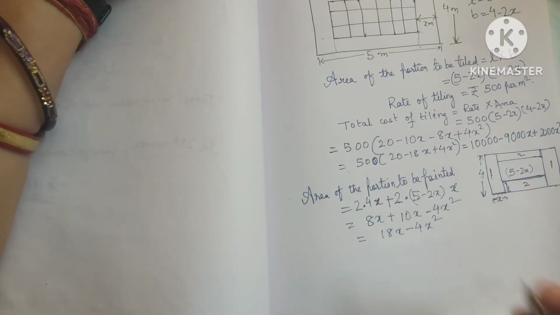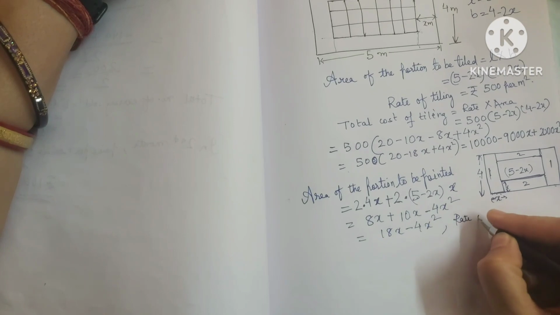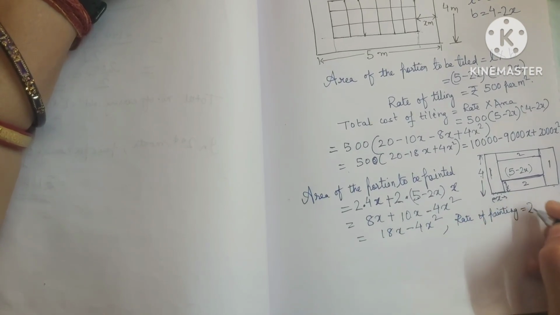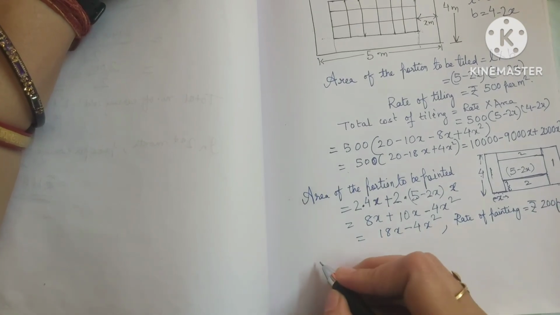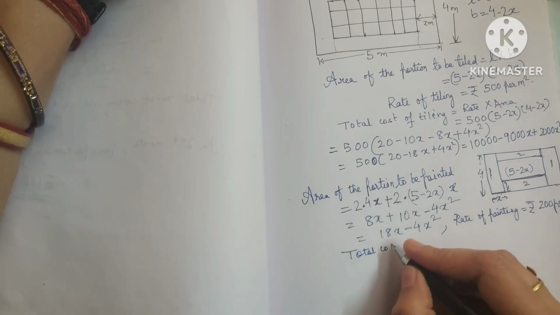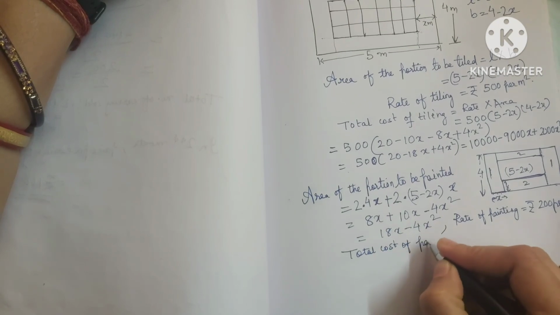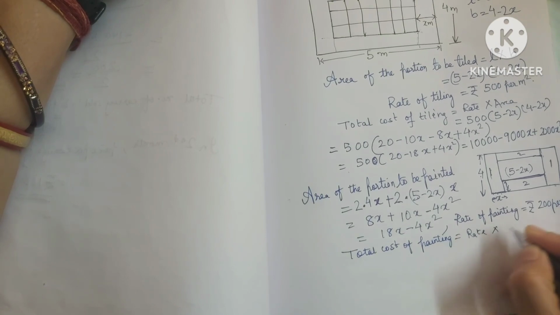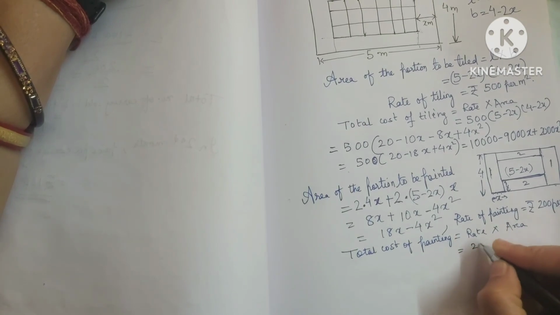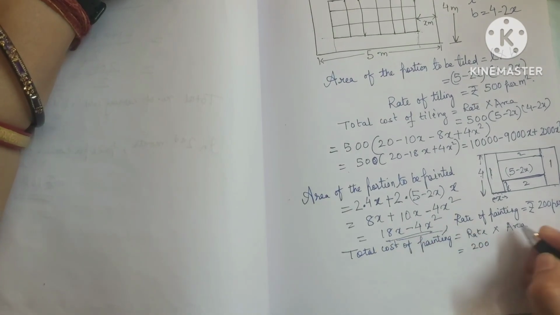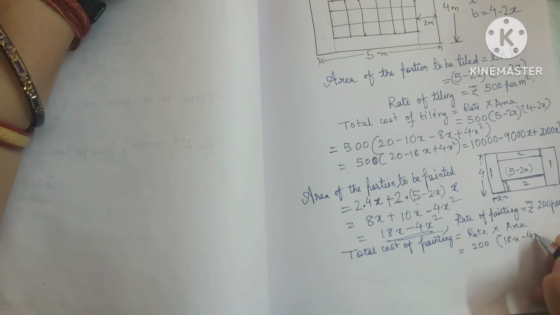Now we can similarly write down the rate of painting, what has been given in the question. This is a given value. Rate of painting is rupees 200 per meter square, right? So what will be the total cost of painting of this entire area? Only this area needs to be painted. So total cost of painting again we will find by multiplying the rate of painting with the area. Rate of painting is 200 here, 200 multiplied with the area that we have found here, 18x minus 4x square.